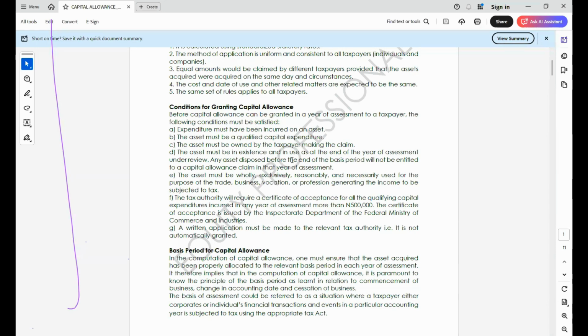Then the next one: the asset must be wholly, exclusively, reasonably, and necessarily used for the purpose of the trade or business. It must be an asset you are using for your business activity. Where it is used for personal usage, it will not qualify for capital allowance claim. It must be for the purpose of the business before capital allowance can be claimed on the asset.